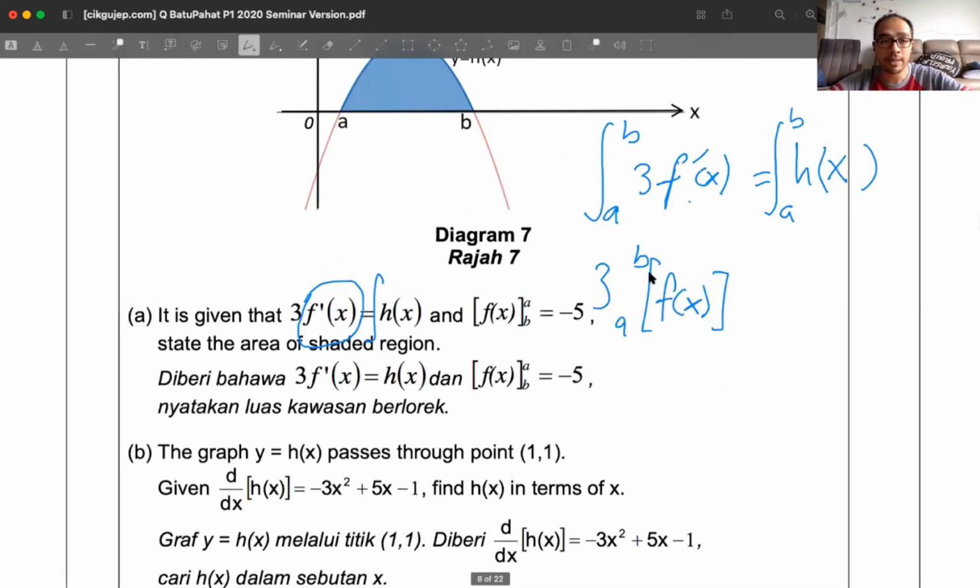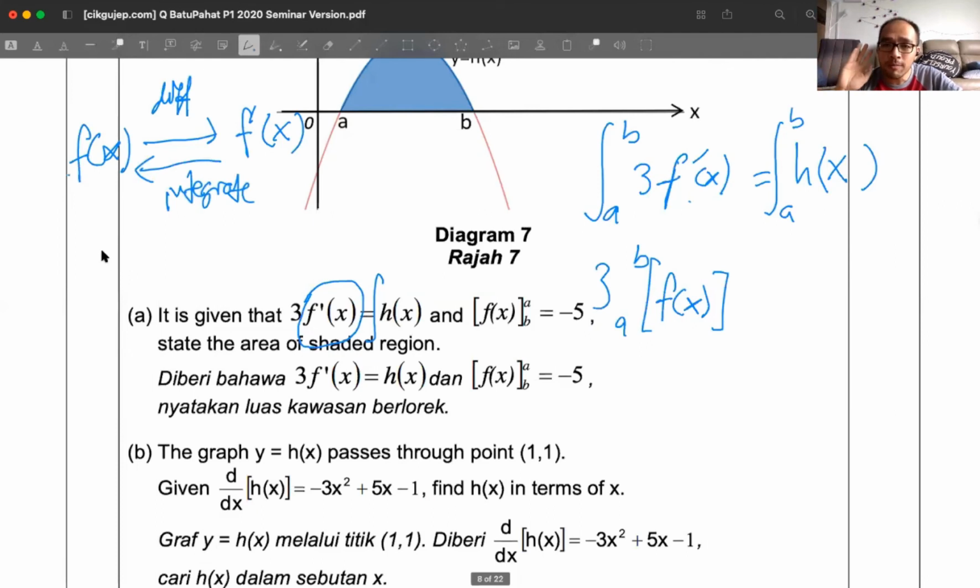This relationship you must understand. f prime x, if I differentiate fx, becomes f prime x. If I integrate f prime x, I will get fx. So this relationship is very important. Do I have to know what is f prime x and what is fx? No need to know. Don't make your life difficult. No need, because you are given all the necessary information over here. If I integrate f prime x, I will get fx from a to b. And you know why? Because this is already given.